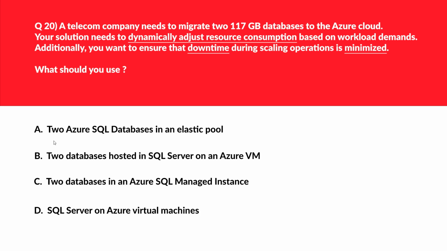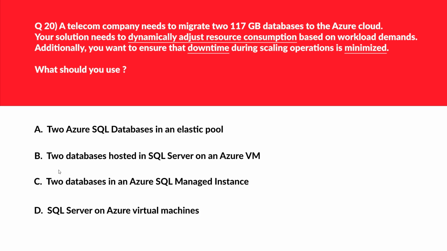Let's look at option A. A says two Azure SQL databases in an elastic pool. Two Azure SQL databases in an elastic pool allow for dynamic scaling of resources based on workloads and also minimize the downtime during scaling operation. So this looks good. We'll park this.